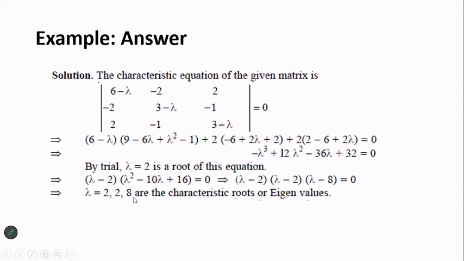So it seems like there are only two eigenvalues because 2 is repeated here. But actually there are three eigenvalues, although the 2 is repeated. So for these two, we have a separate eigenvector. For these two, we have a separate eigenvector. And for this 8, definitely there's a separate eigenvector.